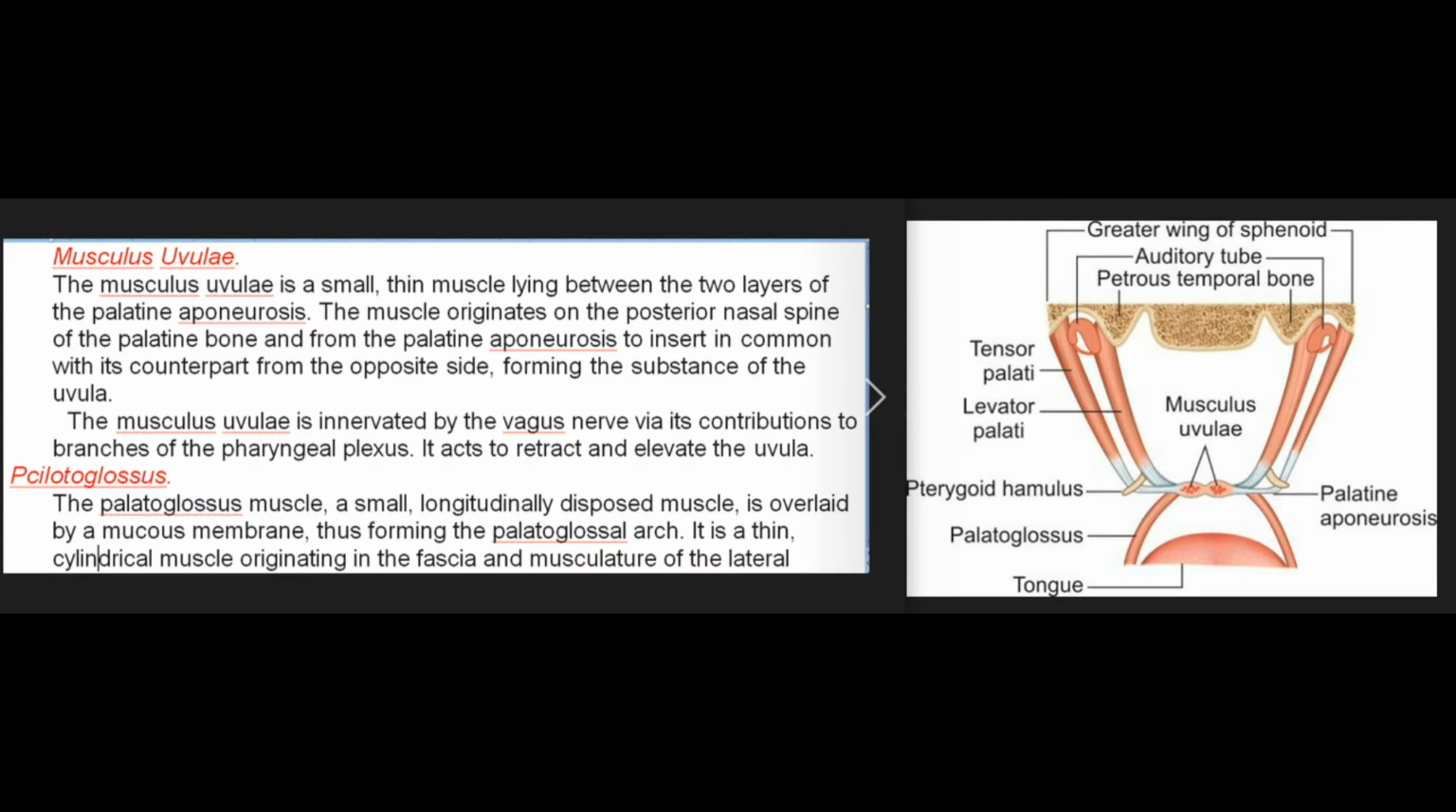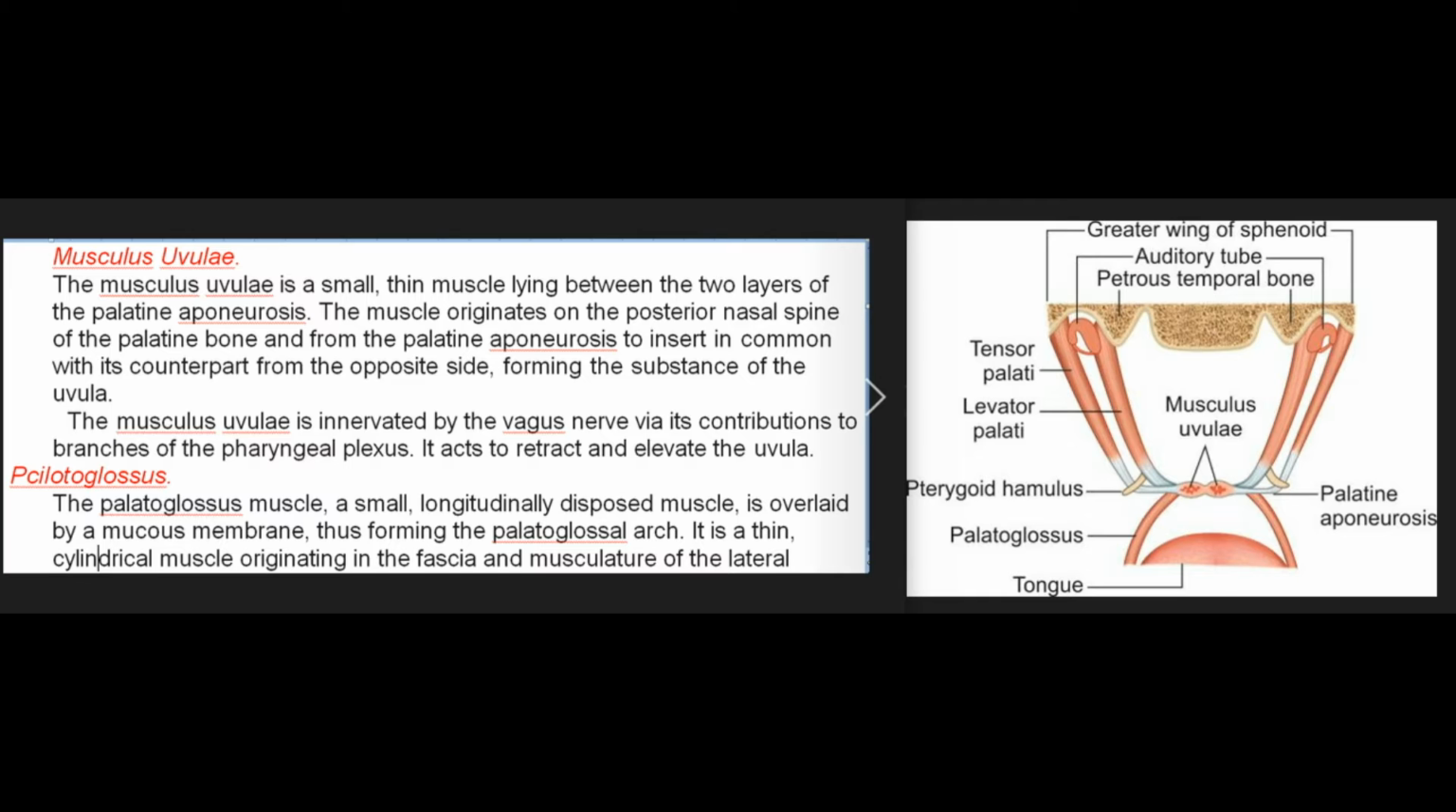Musculus uvuli. The musculus uvuli is a small, thin muscle lying between the two layers of the palatine aponeurosis. The muscle originates on the posterior nasal spine of the palatine bone and from the palatine aponeurosis to insert in common with its counterpart from the opposite side, forming the substance of the uvula. The musculus uvuli is innervated by the vagus nerve via its contributions to branches of the pharyngeal plexus. It acts to retract and elevate the uvula.